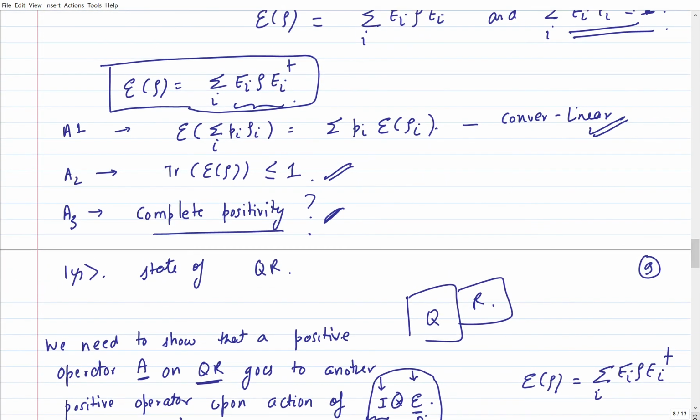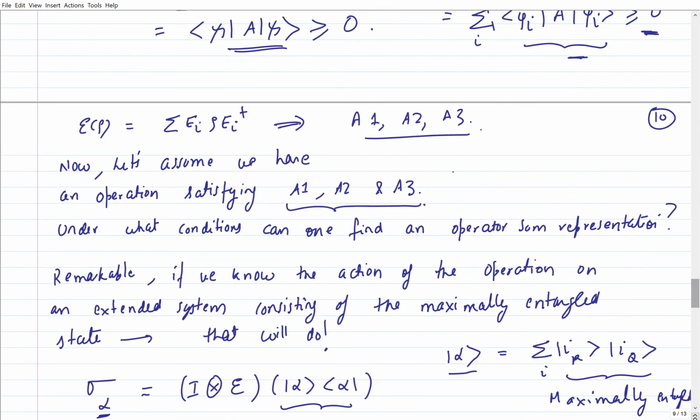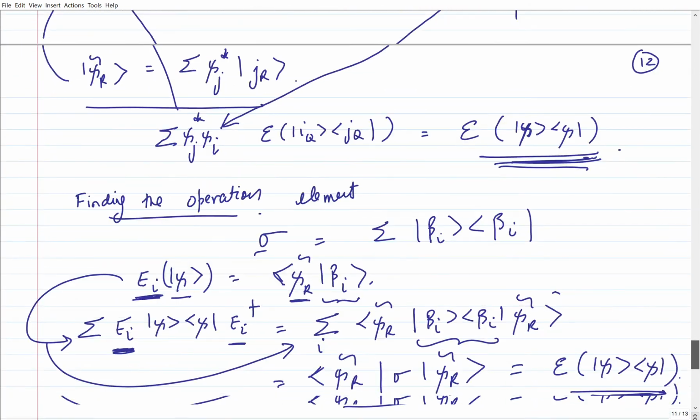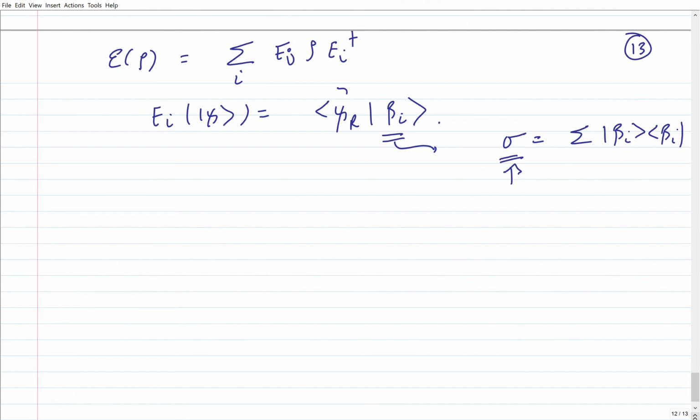That's what we showed here. And then the other point was that I assume that a map will have these three conditions. A map will be completely positive, a map will have a trace condition, and the map will be convex linear. We showed that if we know the action of such a map on the maximally entangled state of a system and an extension, we would know its operator sum representation. So that's what we set out to do, and we showed this.